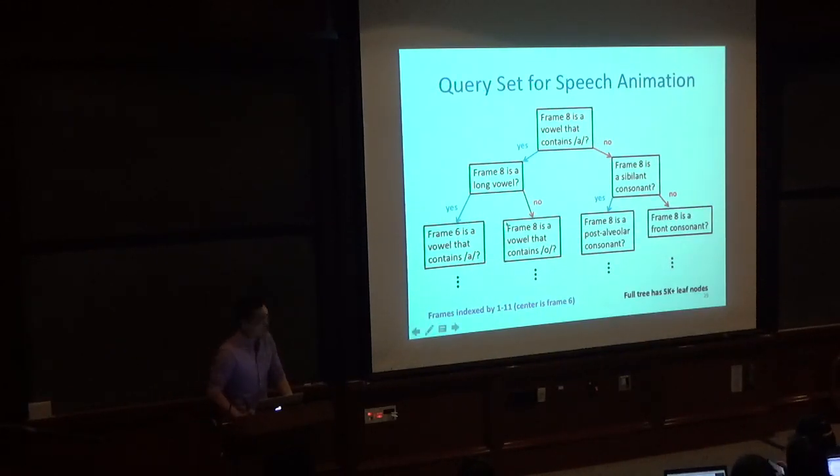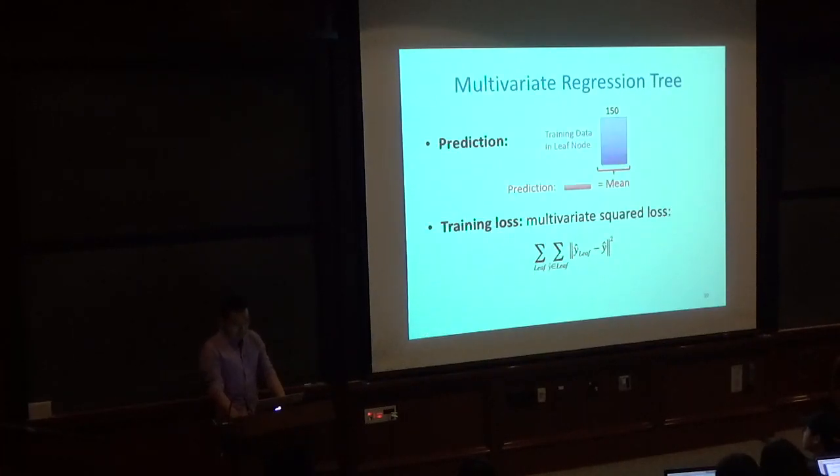And we took this query set from people who study speech. They gave us a set of queries, and we basically enumerated all the possible queries over all possible frames in this 11-frame input snippet. Then the regression, for decision tree training, is pretty easy. It's just a 150-variable regression, so it's multivariate squared loss. That's the splitting criteria. Any questions at this point?